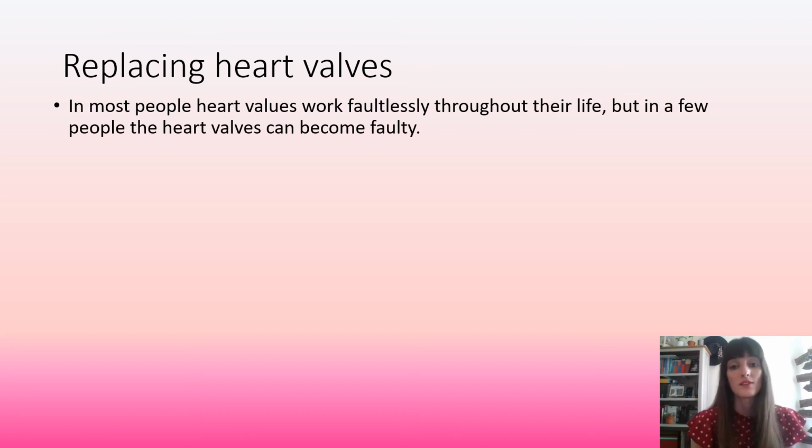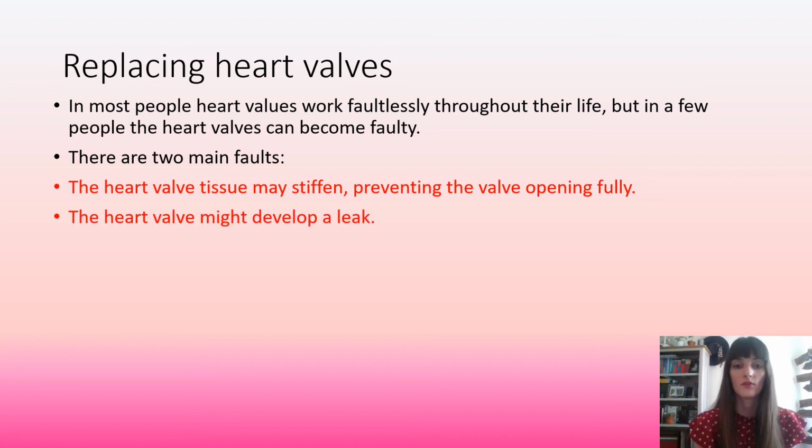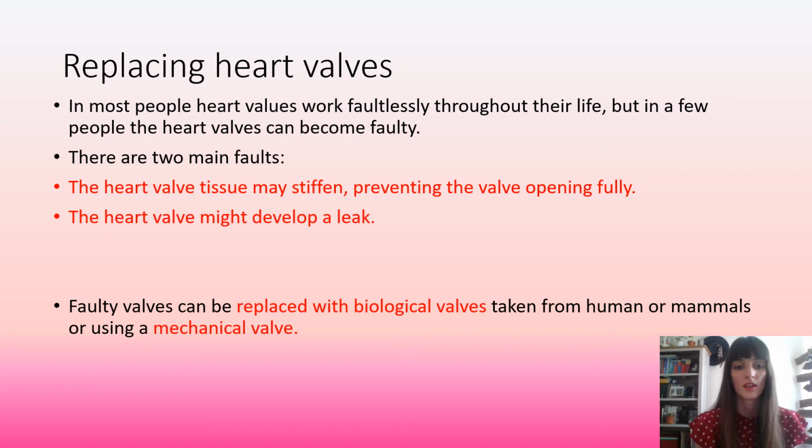In most people, heart valves work faultlessly throughout our lives, but in a few people, the heart valves can become faulty. There's two faults that are the main ones. The heart valve may become stiff, preventing the valve opening fully, or it might develop a leak. Faulty valves can be replaced with biological valves, which are from humans or mammals, or using a mechanical valve.